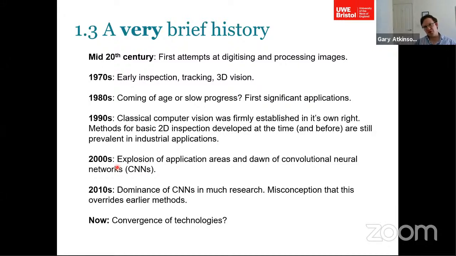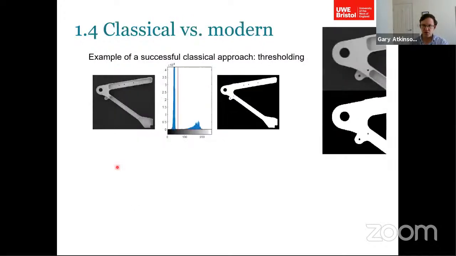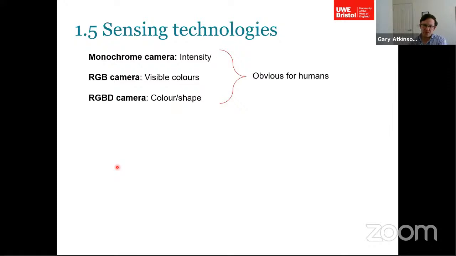So computer vision at the minute, that's where we're at. We've got lots of traditional methods, well established, and the development of all these CNNs and machine learning methods. But the other big development of late, which I think is perhaps a little bit overlooked, relates to the sensing technology. And I'll come back to that point in a minute.